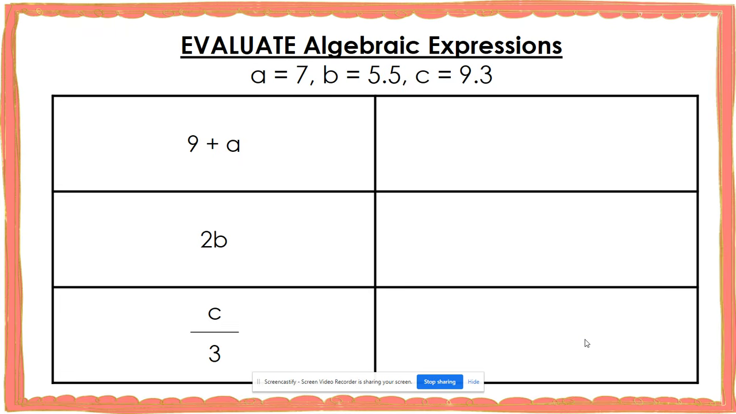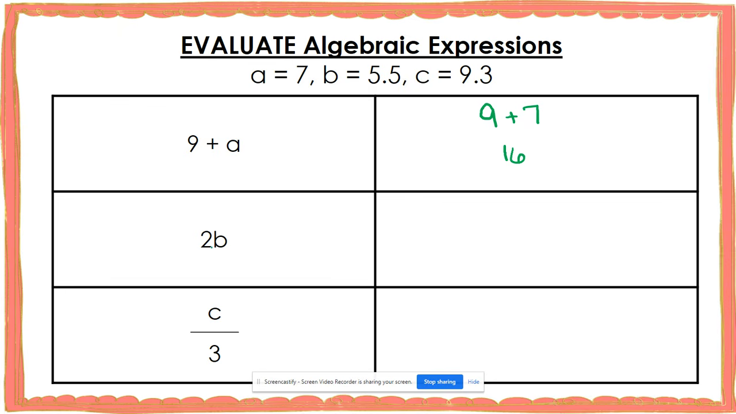Finally, we can evaluate algebraic expressions. To evaluate algebraic expressions, we are going to substitute given values for the variables in the expression. This problem says 9 plus a, but I know that a is equal to 7. So I would replace or substitute a with 7. So instead of writing 9 plus a, I would write 9 plus 7, and then I would solve. And 9 plus 7 gives me 16.